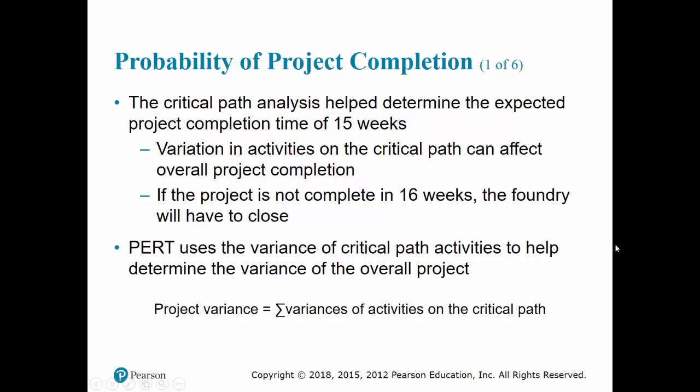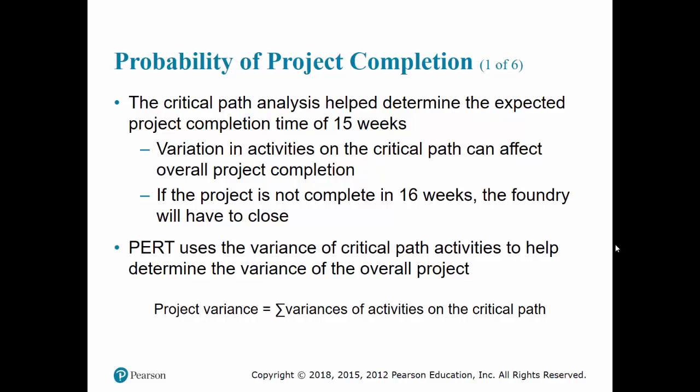And now that we have determined the project completion time and also have scheduled individual activities, both critical and non-critical activities, now let's turn our attention to computing probabilities for project completion. Okay. So in PERT, each activity has three times, right? Optimistic, pessimistic, and most likely. From those three times, we were able to compute variance for each activity.